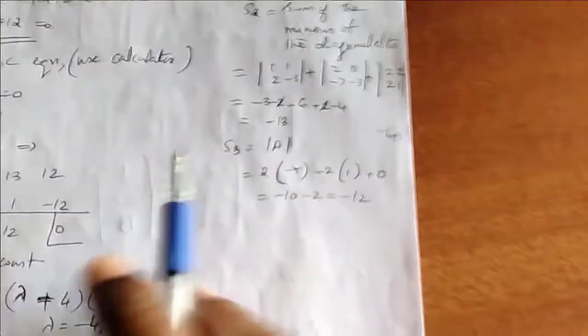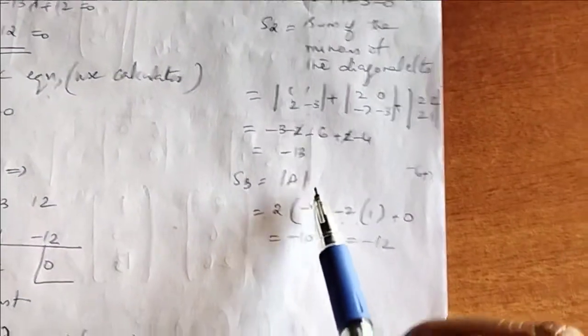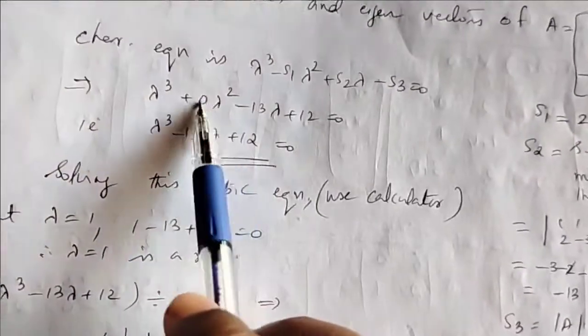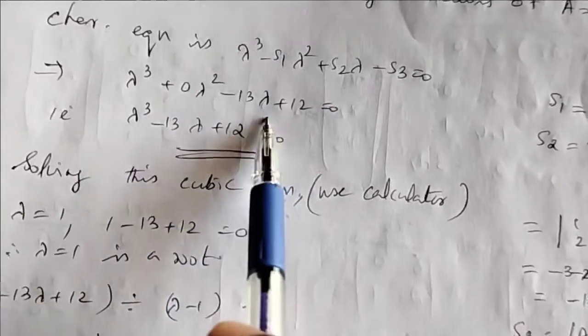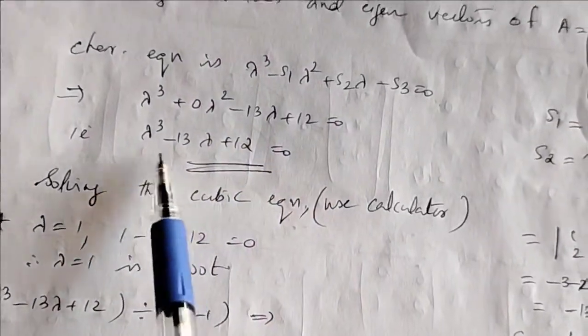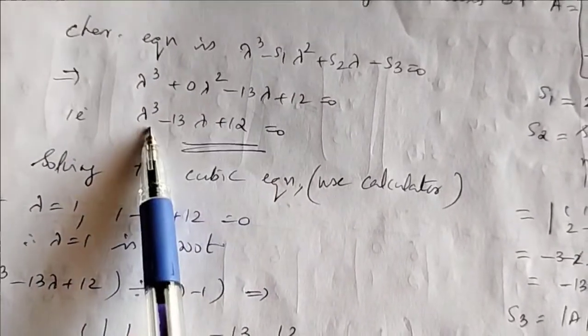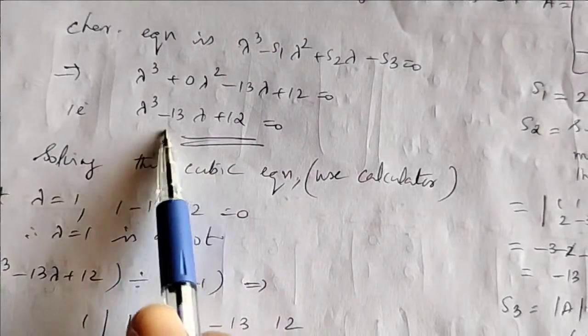Okay. Then what is S3? S3 is the determinant of A, that is minus 12. Then substituting, lambda cube plus 0 lambda square minus 13 lambda plus 12 equals 0. Or it is lambda cube minus 13 lambda plus 12 equals 0. So this is a cubic equation. What are the values for lambda?